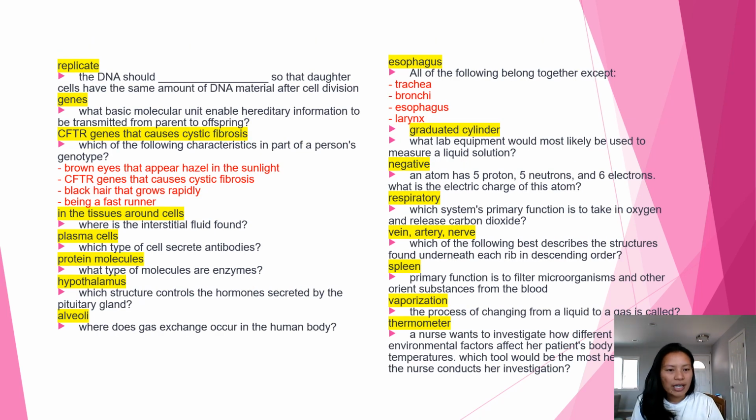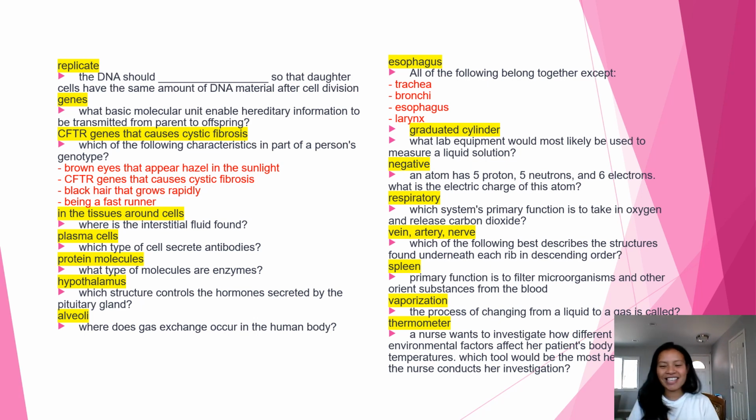Okay, next question. The DNA should blank so that daughter cells have the same amount of DNA material after cell division. So the DNA should replicate so that the daughter cells have the same amount of DNA material after cell division. Okay, next question. What basic molecular unit enables hereditary information to be transmitted from parent to offspring? The answer is genes.